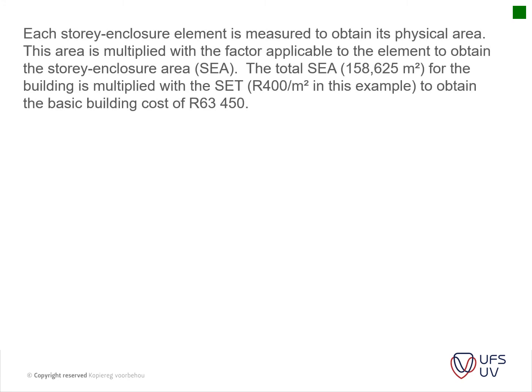Each story enclosure element is measured to obtain its physical area. The area is multiplied with the factor applicable to the element, and thus you get the story enclosure area, and this is what we spoke of last week in our study notes. The total story enclosure area in this case was 158 square meters for the building, and this is multiplied with the rate of 400 Rand per square meter as given in the question, and we obtain the same amount as we did with the previous two examples.